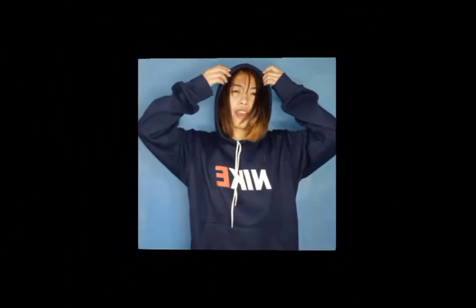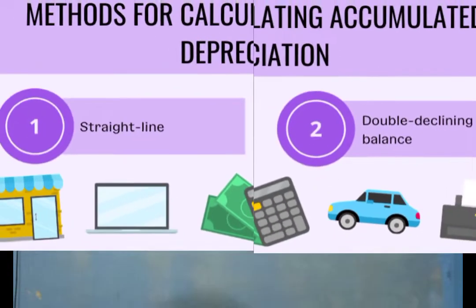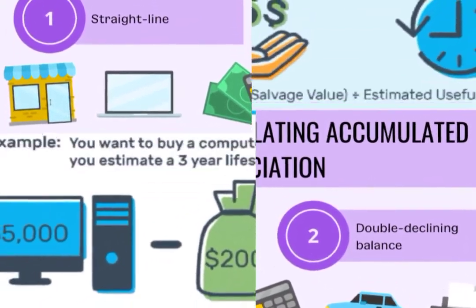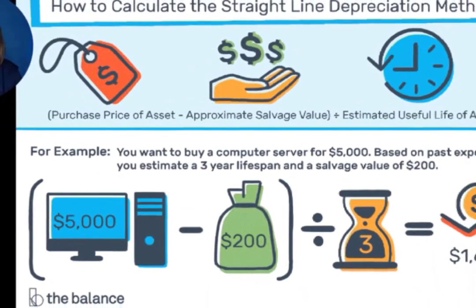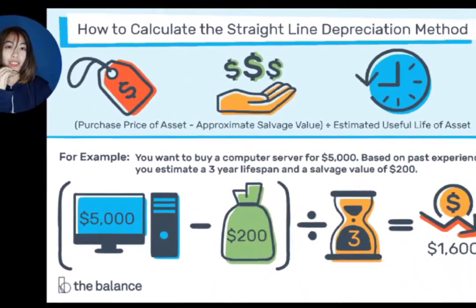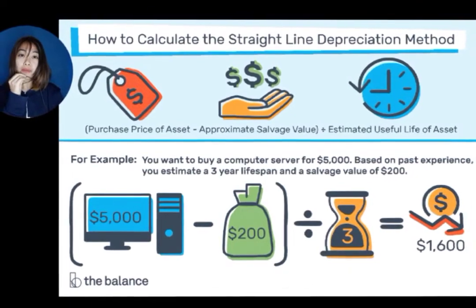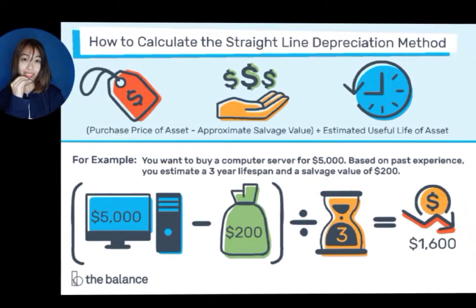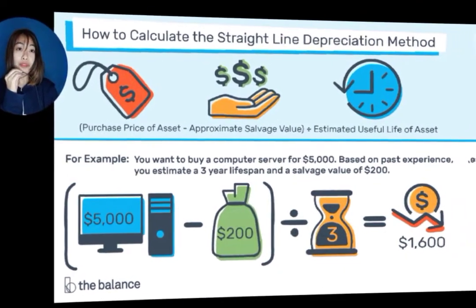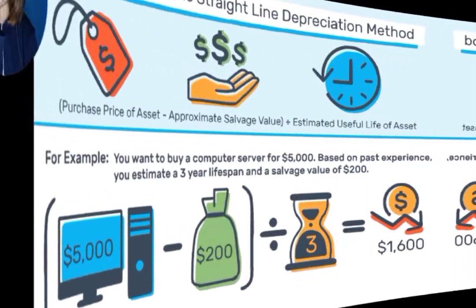How will we obtain the depreciation value? We have two methods for that: the straight line method and the double declining balance. Now, to calculate the straight line method, we just have to subtract the approximate salvage value from the purchase price of the asset and divide the difference by the estimated useful life of the asset.